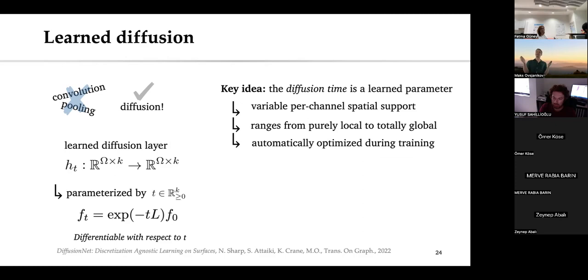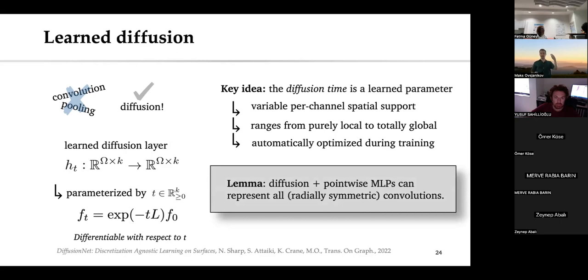The important thing is that this gives a variable per-channel spatial support, which allows communication from purely local to totally global, and this is optimized during training. One thing we can prove, and when I say we, I mean Nick Sharp, who's the first author, who did the lion's share of this work, and I really want to credit him here: if we have this learnable diffusion layer and pointwise MLPs, we can represent any radially symmetric convolution. This is a theoretical result showing that going from convolutions to learned diffusion, we're not losing too much information.